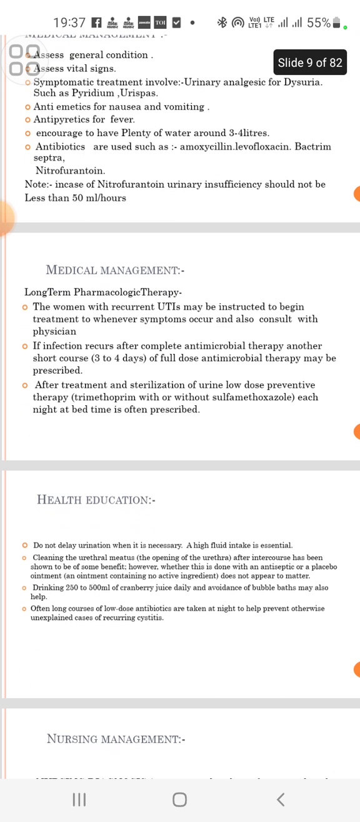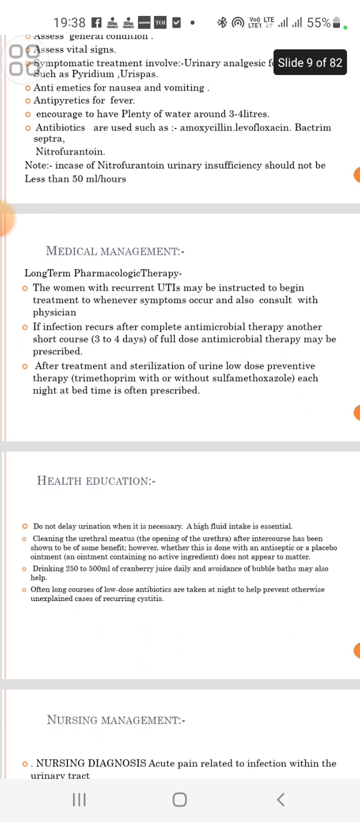Now we'll go for the health education. What health education can be given to the patient and their relatives so that it can be prevented? Do not delay urination when it is necessary. It should be kept in mind that if the person feels the desire to urinate, it should not be held. The person should void the urine immediately.